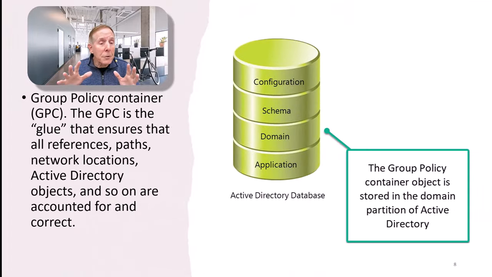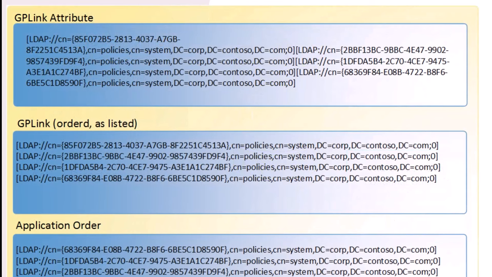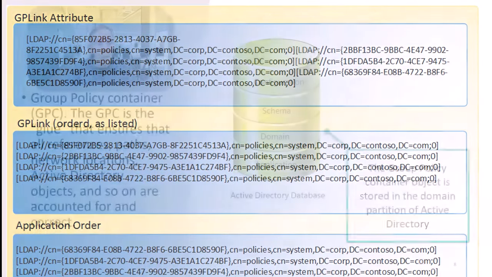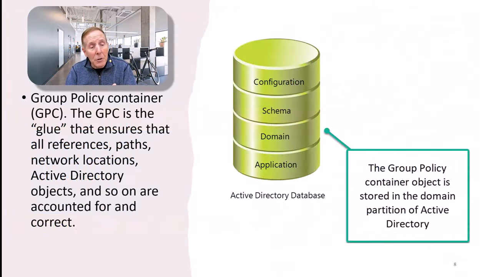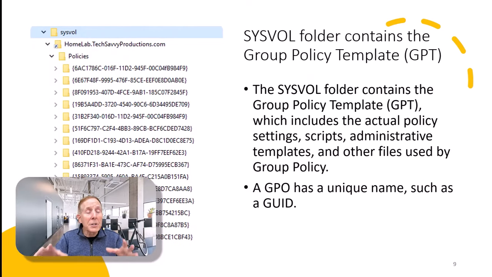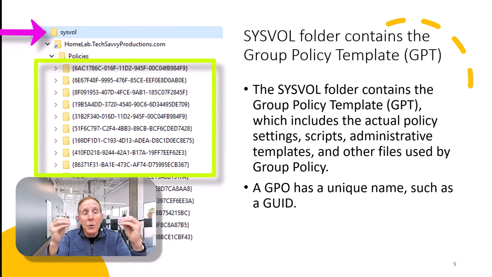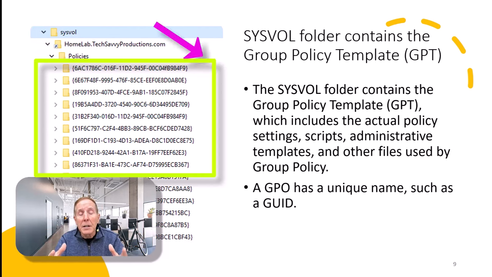The information for group policies that's stored in the Active Directory domain partition is the glue that ensures all references, paths, network locations, Active Directory objects are accounted for in the group policy deployment. Now in the sysvol folder, we're going to put all those templates and files and folders all wrapped up in a folder with a GUID name. So it makes it a one-of-a-kind set of files and folders unique to that GPO.